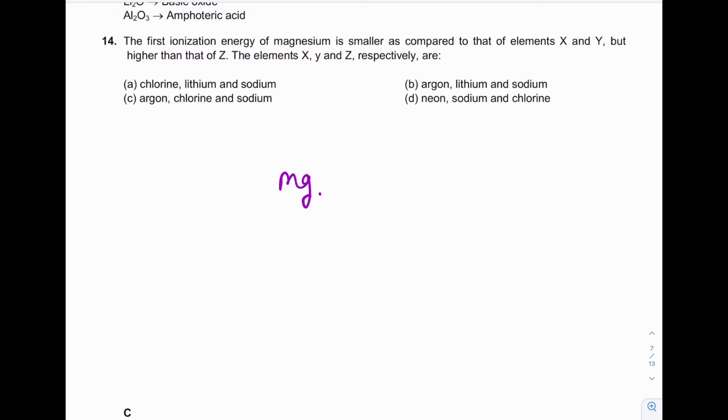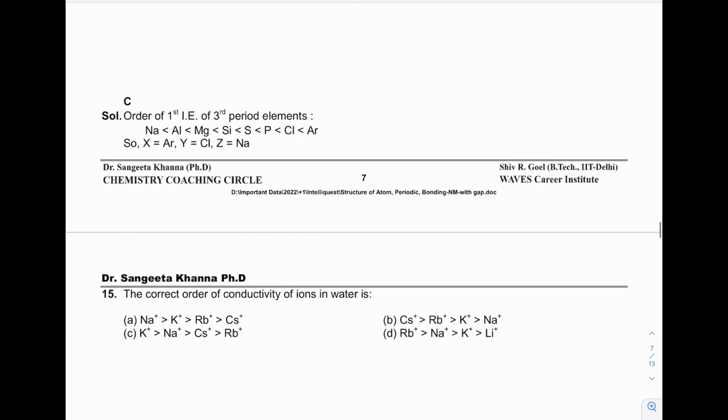First ionization energy is smaller than X and Y, but higher than that of Z. Then you have to identify these elements. Argon and chlorine have higher ionization energy than magnesium. Obviously, it is a noble gas and a halogen. But sodium, group 1, is less than magnesium. So the answer will be C.